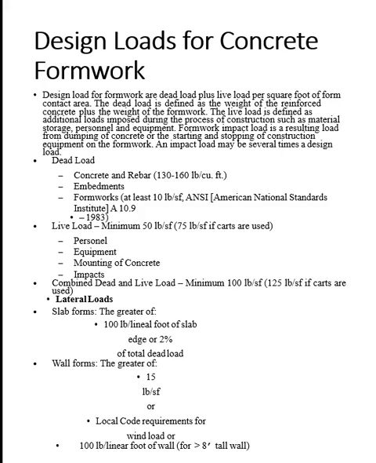You need to look at lateral loads. And for slab forms, you have to look at the greater of 100 pounds per lineal foot of slab edge, or 2% of the total dead load. For wall forms, it's the greater of 50 pounds per square foot, or there may be local code requirements from the building codes. There'll be wind loads. Okay, and in particular, for wind loads, you're looking at 100 pounds per lineal foot of wall, if you've got wall that's greater than 8 foot tall. Together, those will give you the design loads for the concrete.